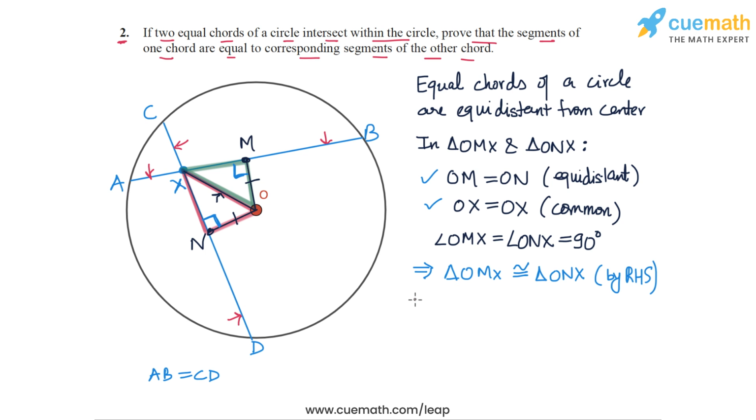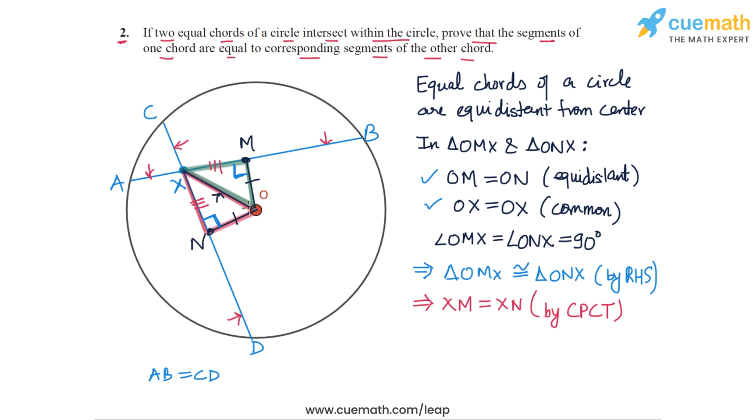Because of this congruence condition, we can now say that this side MX in triangle OMX and NX in triangle ONX, these two sides are equal by CPCT. So let me write it as XM. XM is equal to XN, and this is by CPCT. Now I'm going to show you how we will use this fact that XM is equal to XN.